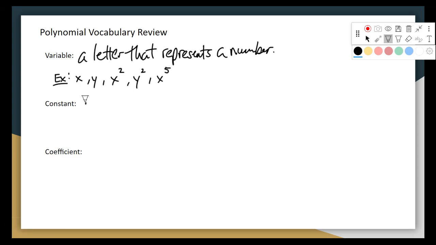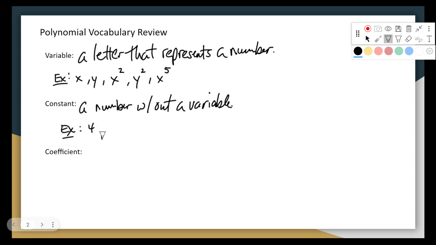A constant is just a number without a variable. It's literally a number without a variable. 4, -2, 10, those are all constants.